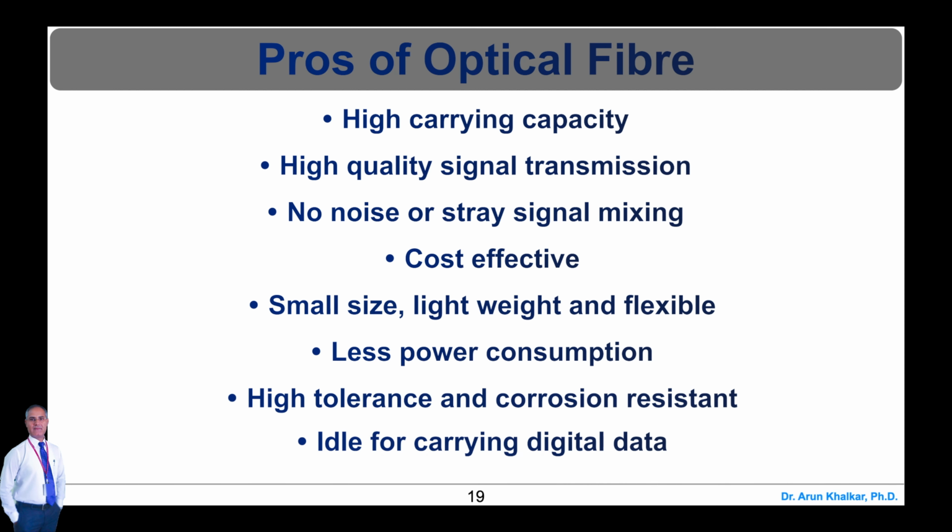Next one is ideal for carrying digital data or digital signal. Optical fibers are very much suitable for carrying digital signals that are ideally suited for computer networks. As large amount of data can be transmitted, they are very useful in broadband internet, LAN connection, etc. So these are all advantages of optical fiber cable.